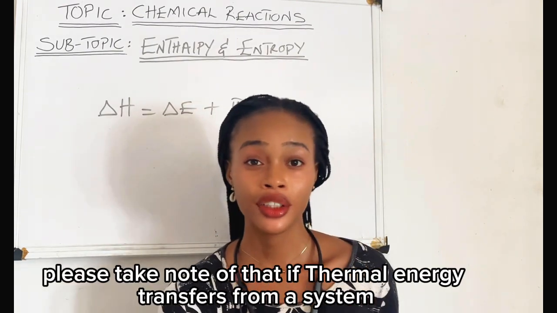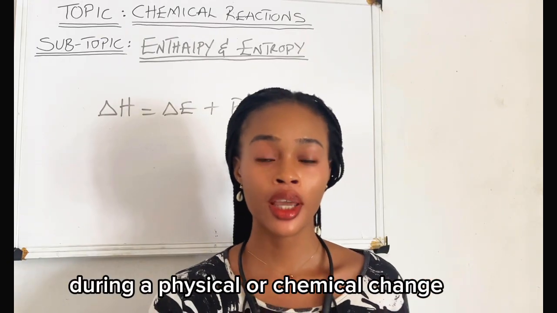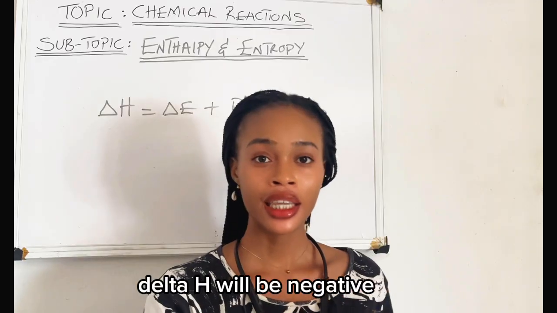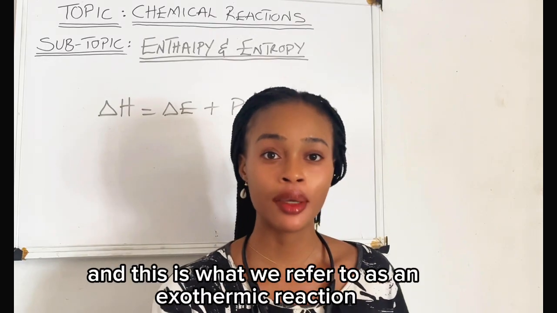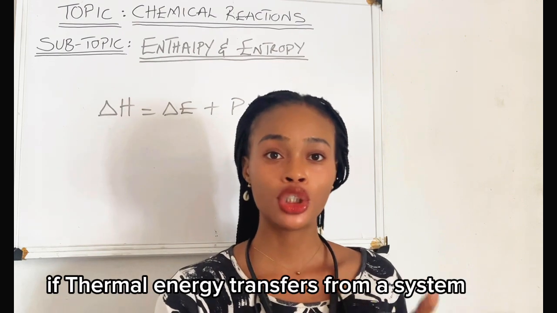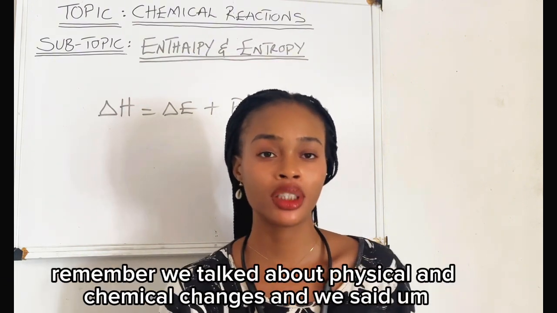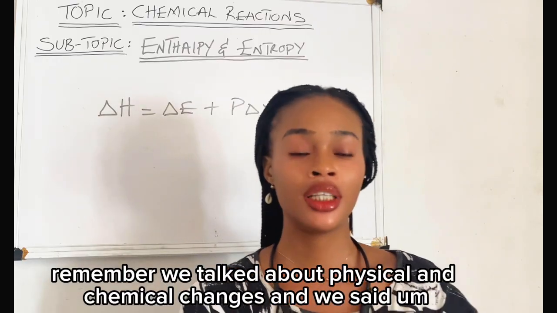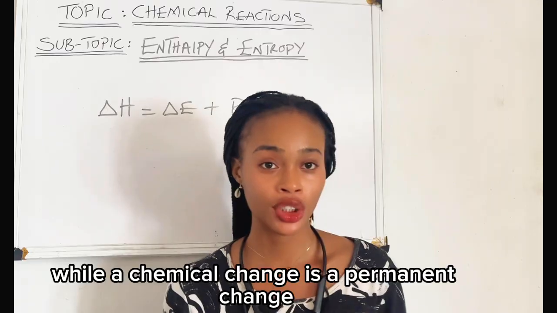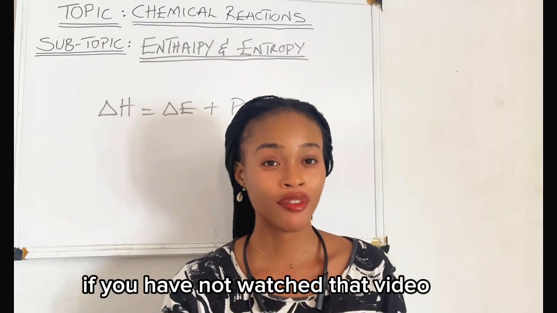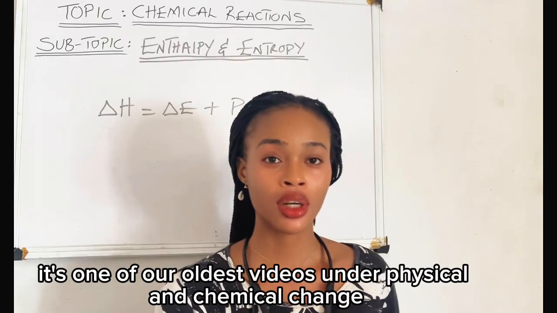If thermal energy transfers from a system during a physical or chemical change, delta H will be negative, and this is what we refer to as an exothermic reaction. Remember we talked about physical and chemical changes, and we said a physical change is easily reversible while a chemical change is a permanent change. I hope you remember that. If you have not watched that video, check it out on my channel. It's one of our oldest videos under physical and chemical change.